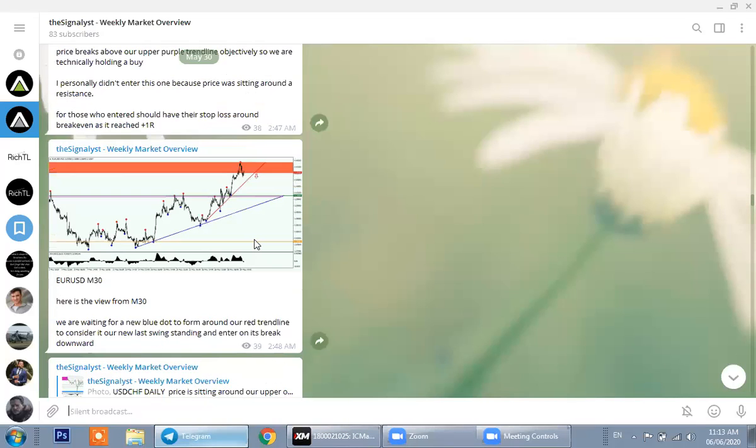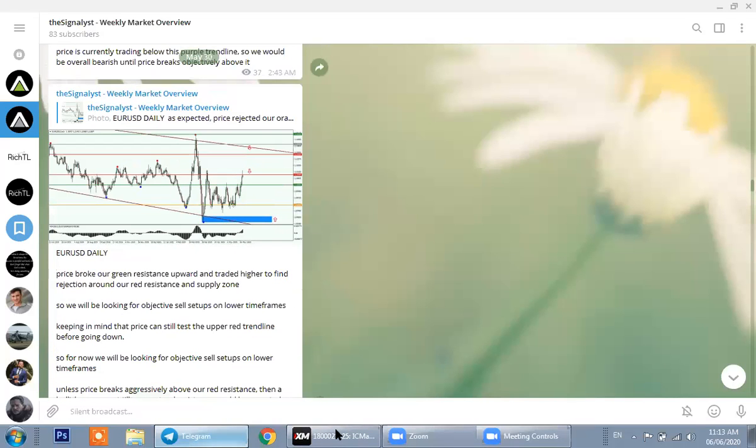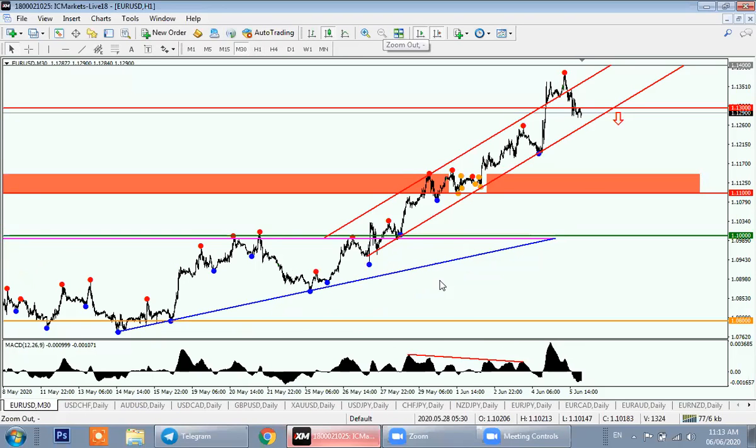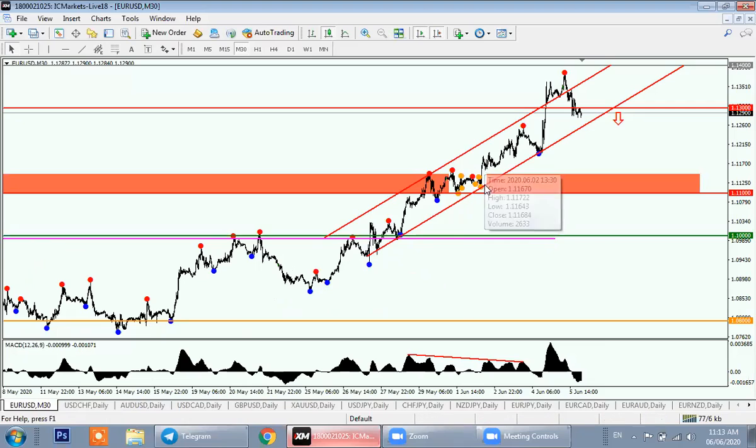Here's our view from H1. Where is H1? We didn't post H1. So here's our view from M30. We were waiting for a momentum break below our blue trend line, which didn't happen, so we can delete it. And we were waiting for an objective break below our lower red trend line, and also it didn't happen.